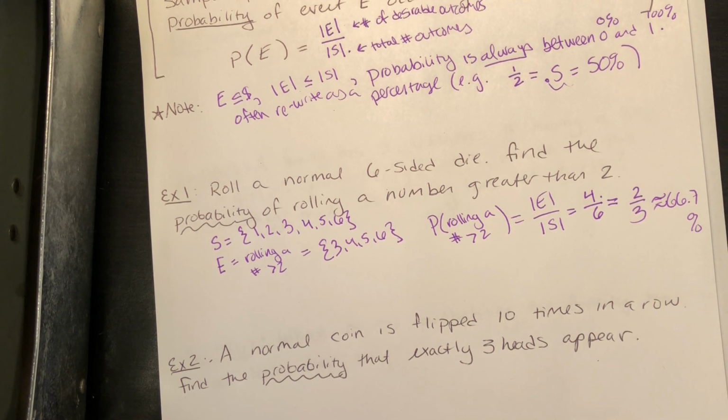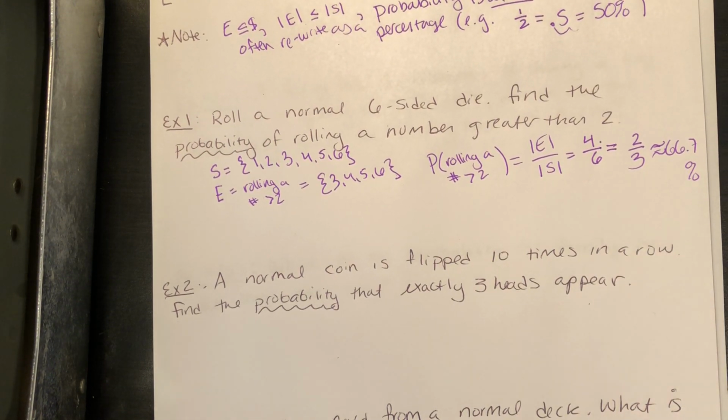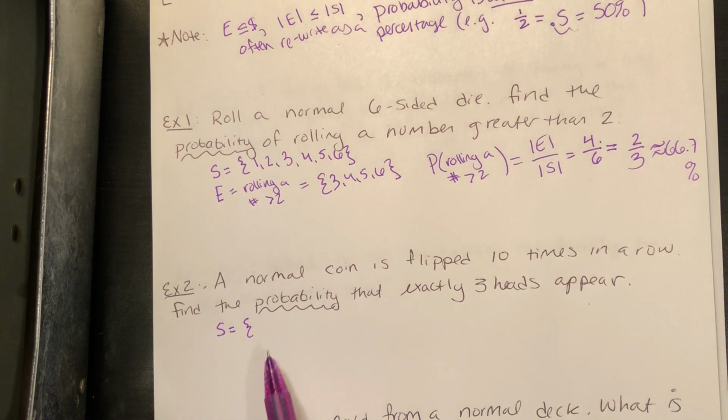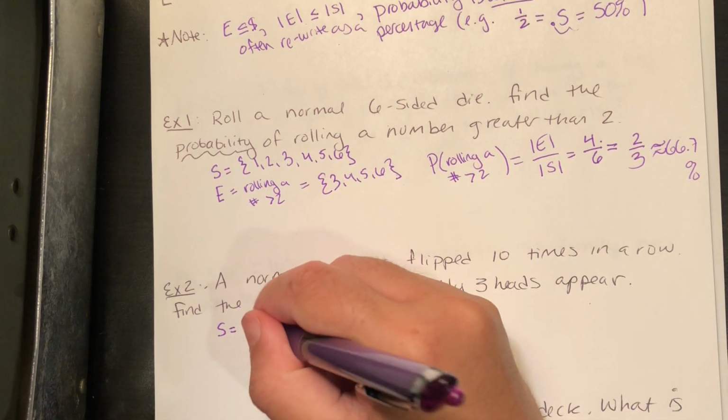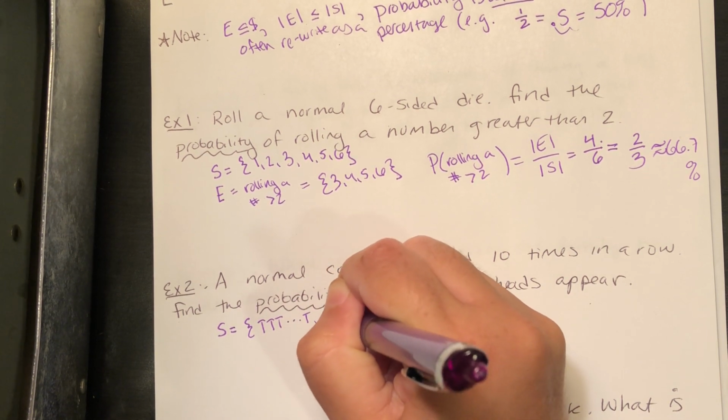All right, let's look at another example. A normal coin is flipped 10 times in a row. Find the probability that exactly 3 heads appear. Okay, so it's helpful to think back to one of the warm-up problems that we did, where we counted the total number of outcomes when you flip a coin a bunch of times in a row. All right, so if we think about the sample size here, it would be difficult to list out all the possible outcomes, because an outcome here is just going to be what happens when you flip a coin 10 times in a row. Well, you could get all tails, you could get 10 tails in a row, you could get 10 heads in a row.